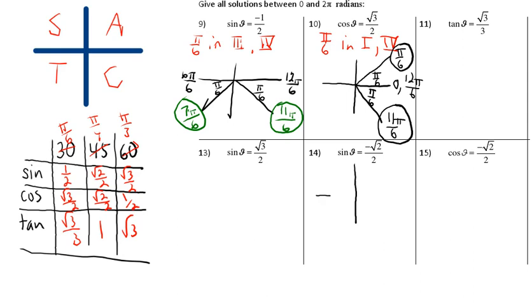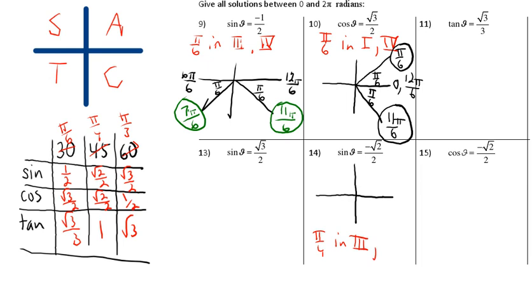Same as number 9. I've got a negative value for sine, so I've got to be in the bottom half of the graph. Same situation in number 14. So I'm going to make a similar sketch to number 9, except my reference angle is pi over 4 this time. And this is 1 pi, but in fourths, it's 4/4 pi. And over here is 8/4 pi, or 2 pi.